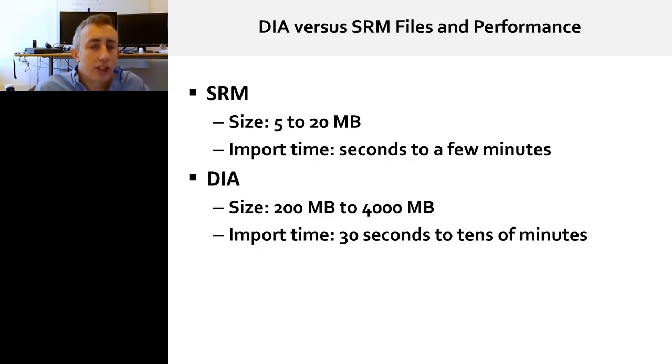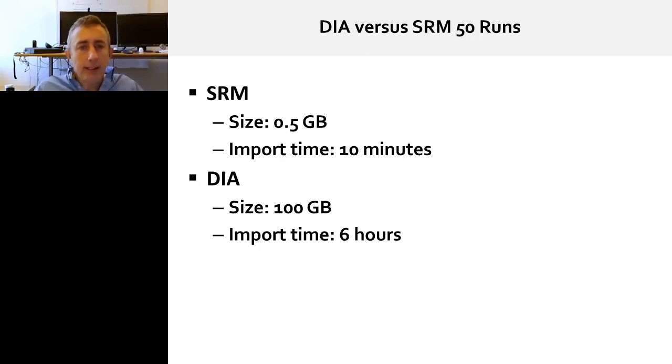With data independent acquisition, the file sizes are anywhere from 200 megabytes, so easily a factor of 10, if not a factor of 40 or 50 in size. So we're looking at a minimum of 30 seconds to tens of minutes to import this data into our software tools. If you consider something like 50 runs, which would be pretty much the minimal quantitative experiment we want to do, we're going from what used to take 10 minutes to import the data into a software tool to hours.